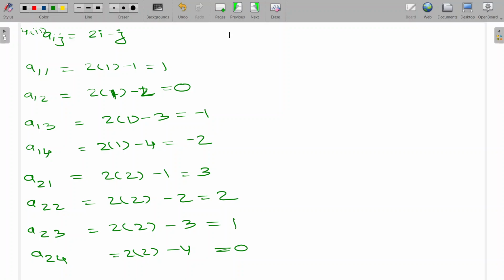Again let's calculate the third row elements. A31 is 2 into 3 minus 1, which is 6 minus 1, that is 5.